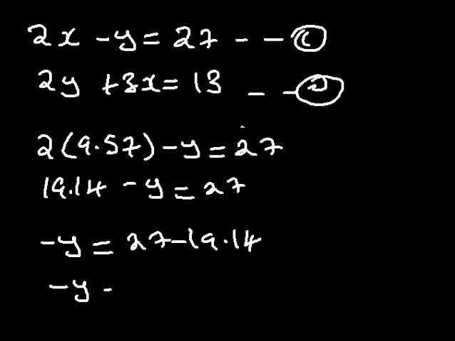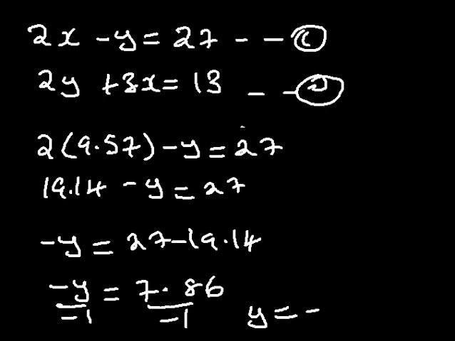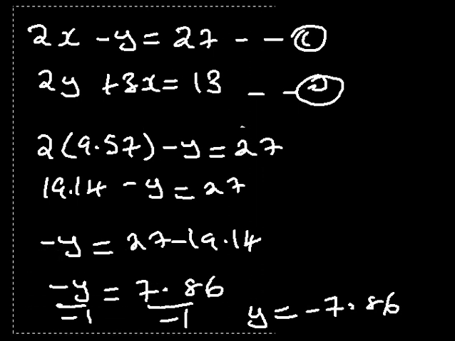We have negative y is equal to, in that case, 7.86. Then we divide both sides by negative 1. In this case, we'll have y is equal to negative 7.86. So that's how we make it up, in that way. So keep that in mind.